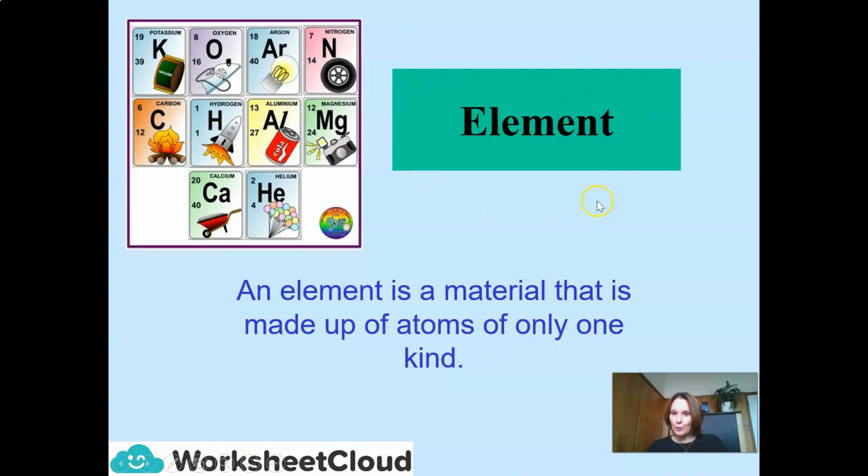Elements, also a new word for you. An element is a material that is made up of atoms of only one kind. So this would be a pure substance. And the correct scientific terminology for a pure substance of atoms made up of only one kind is an element. And grade 7s, we learn about the periodic table further on, and we learn about all the different elements of the periodic table. Good news for you, in grade 7, you only need to know the first 20 elements. It's a good, fun lesson, and I love teaching it.